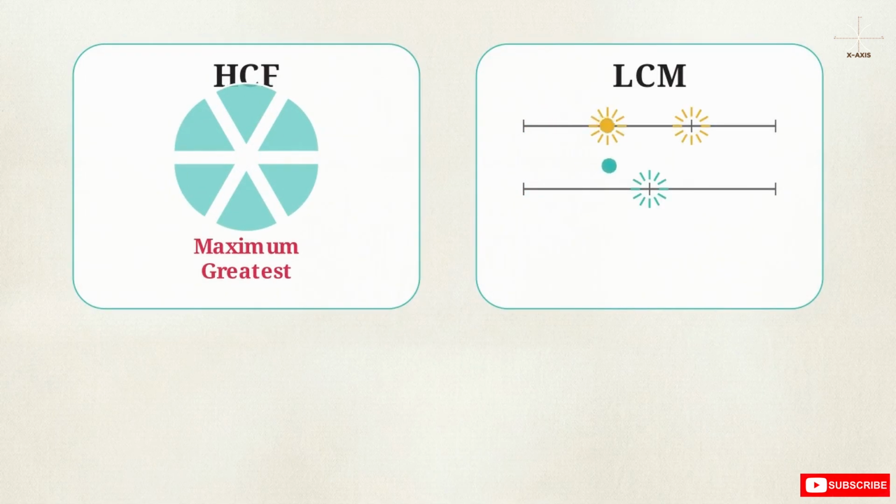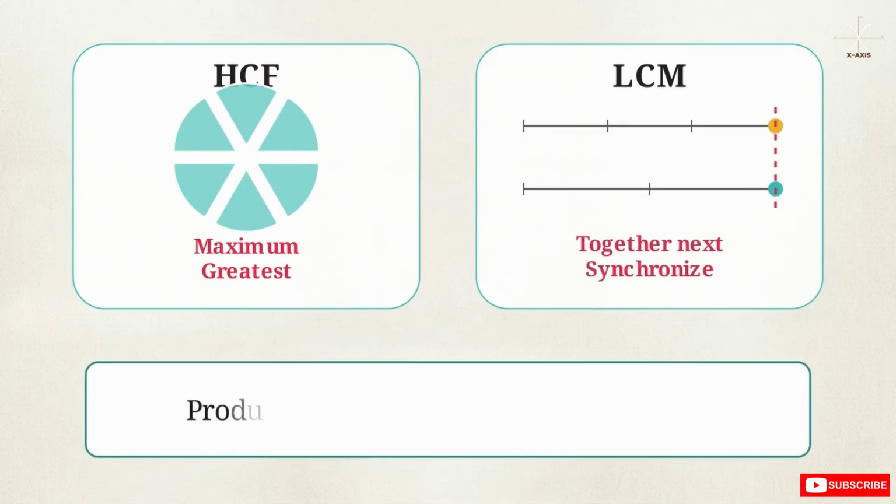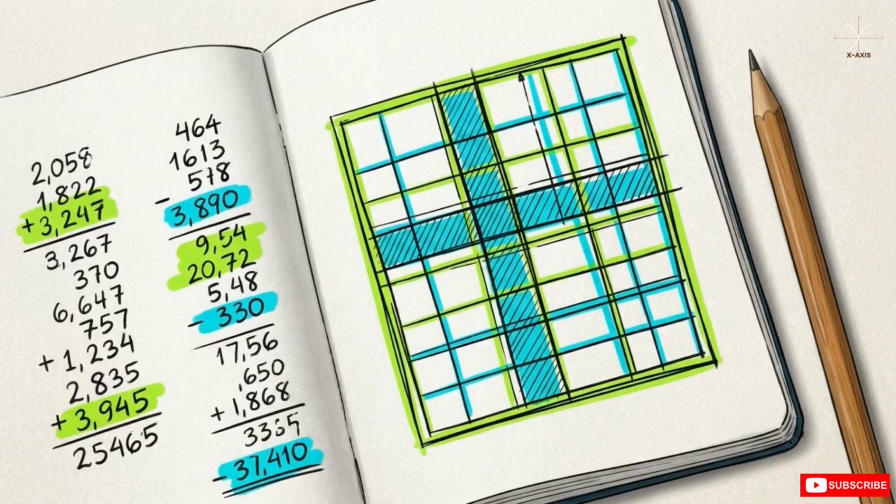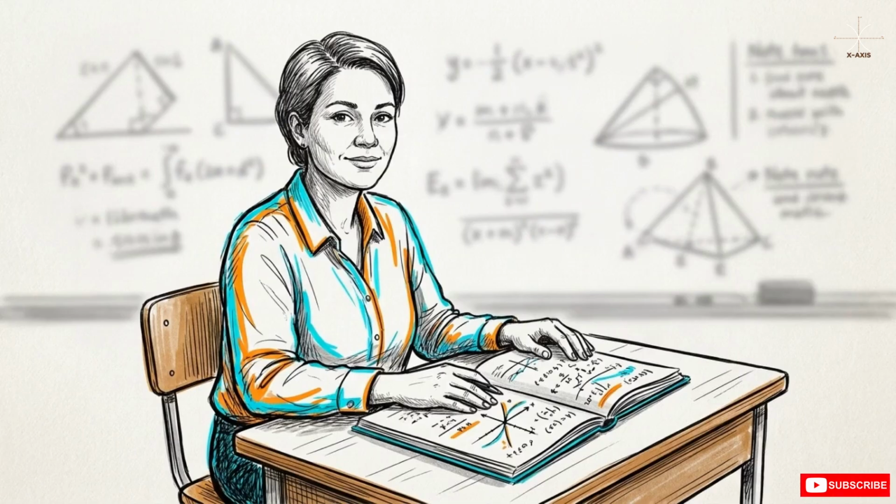We use LCM to find when repeating events align. Finally, the product formula connects all these values together. Feel free to save this guide for your notes. Distinguishing between breaking values down and projecting them forward makes these problems a matter of simple logic. You are now ready to handle these calculations on your next assignment.